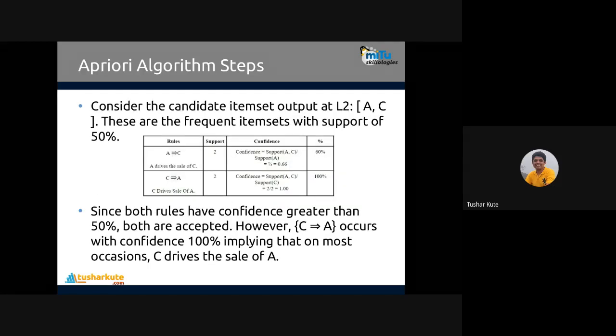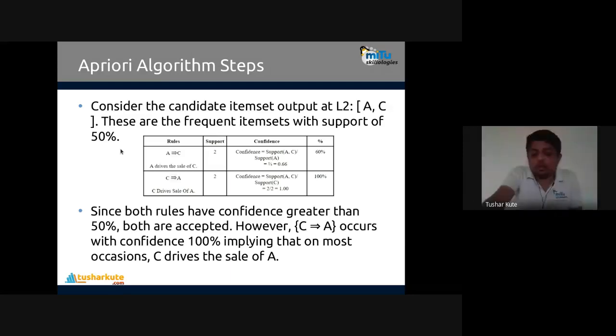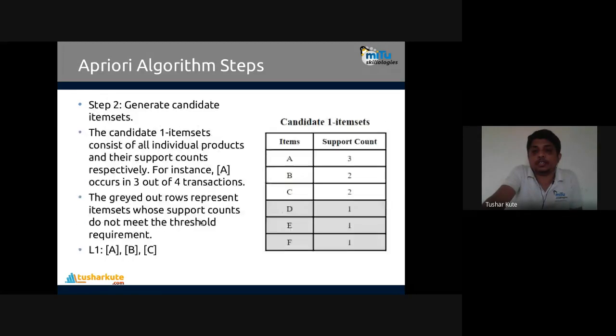Okay, see one more example. Let's talk about support and confidence in detail for the same example here. Consider the candidate item set that we have, L2, AC, that we have generated as the result. These are the frequent item sets with support of 50%. A and C's support is 50%. How? See, A is present in the item set, and A drives the sale of C. You can just check it out.